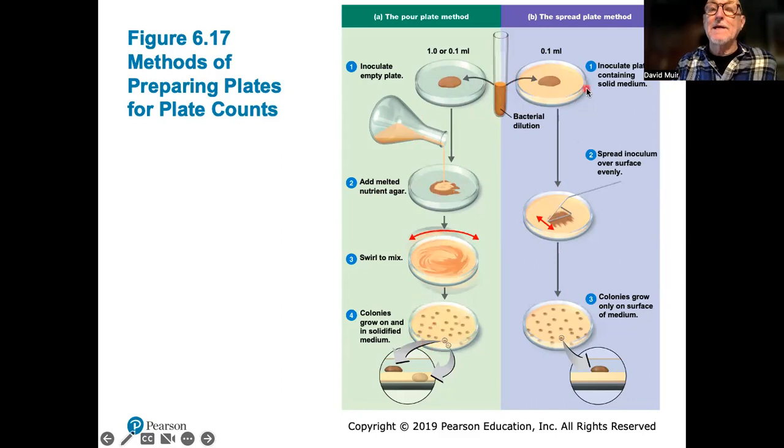A spread plate, we use already set agar, put our 1 mil on here. Actually, you usually use 0.1 mil. The previous diagram used a mil just to make the dilutions easier. But here we're using 0.1 mil of the dilution. Spread it out until all the water is absorbed by the agar, and then your bacteria are well spread, and then count the number of colonies. That is the spread plate method.